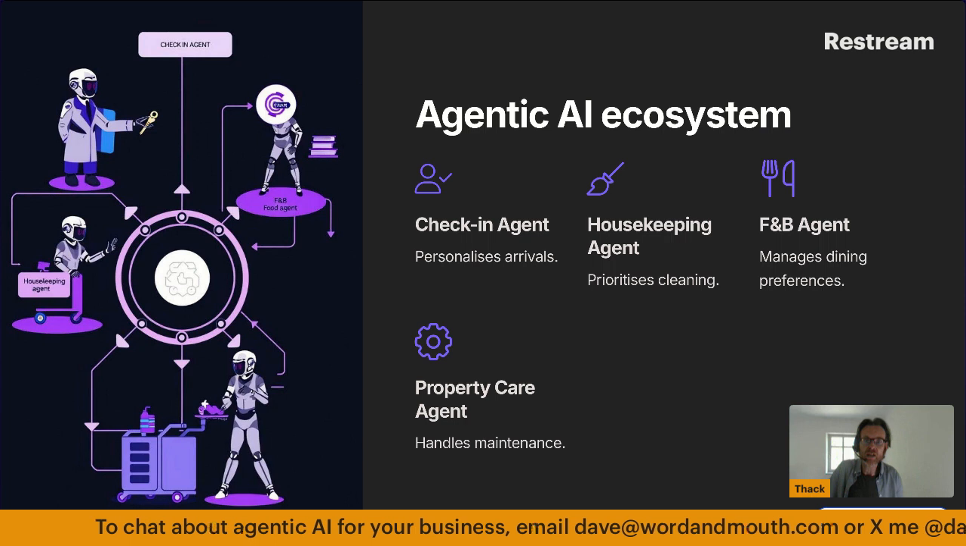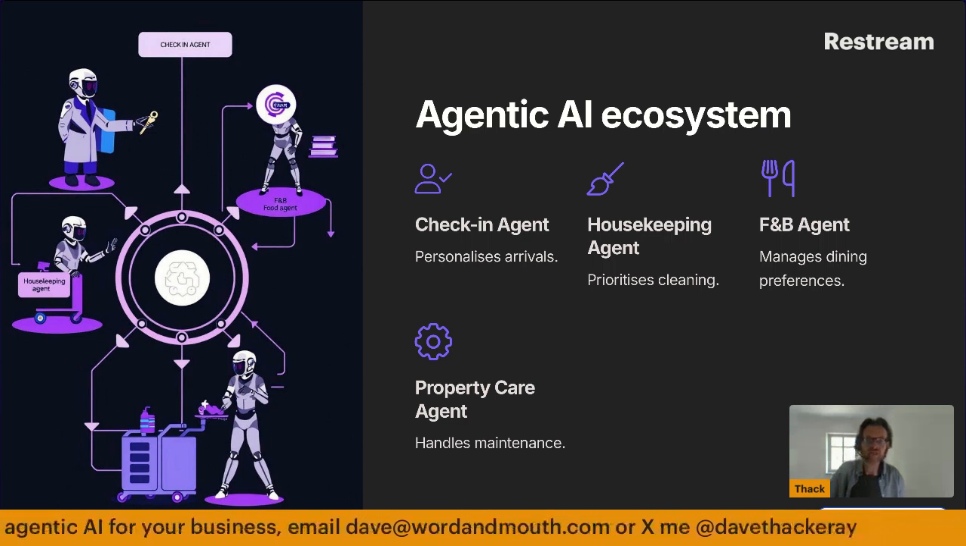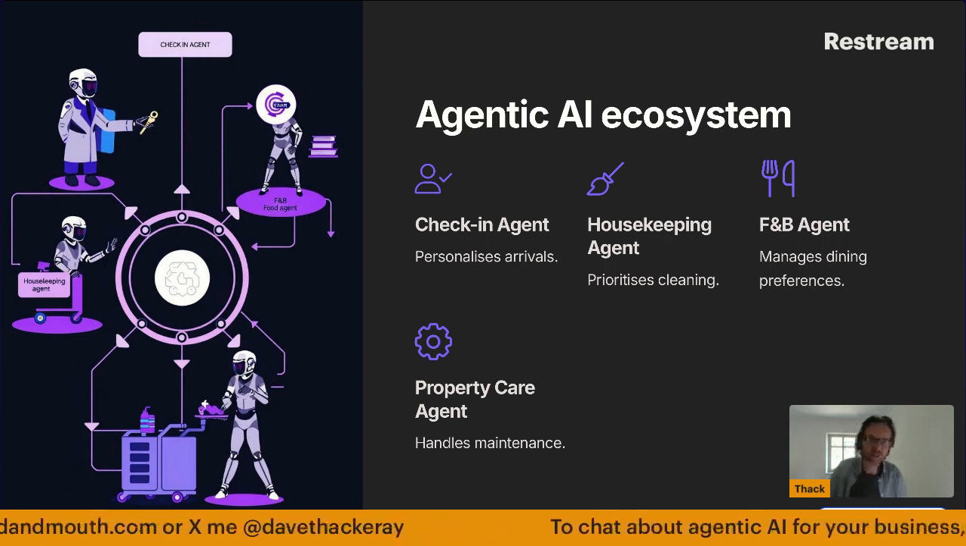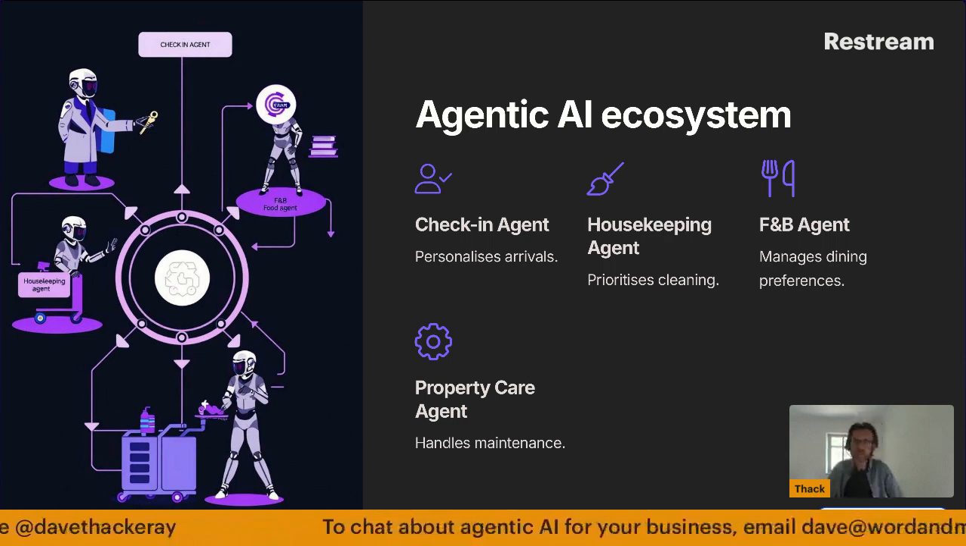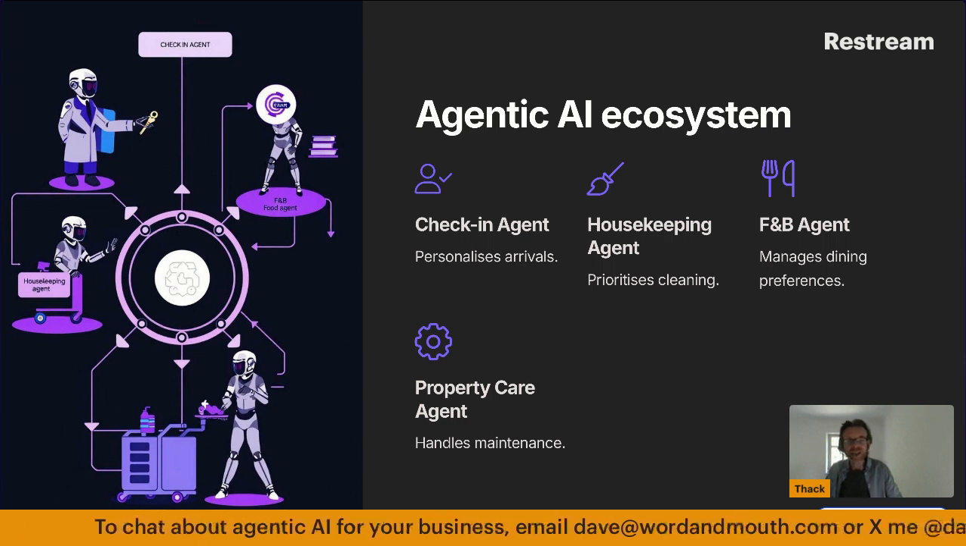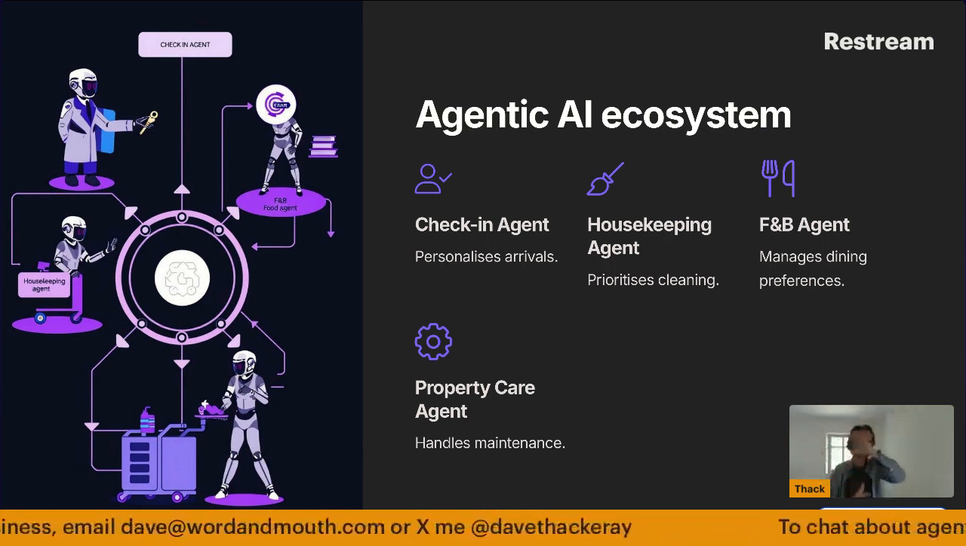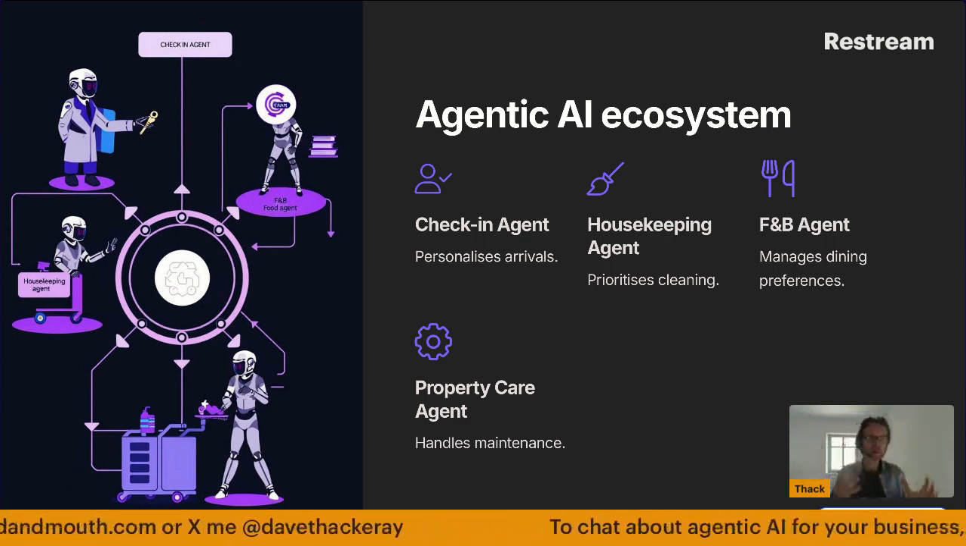But this is a really good way that the AI agent can take stock of the rooms that have been cleaned, the rooms that need to be cleaned, the rooms that are out of order. Maintenance needs to come in. And again, there's a property care agent that will take care of maintenance. So you can start to see how all of these agents start to play together.